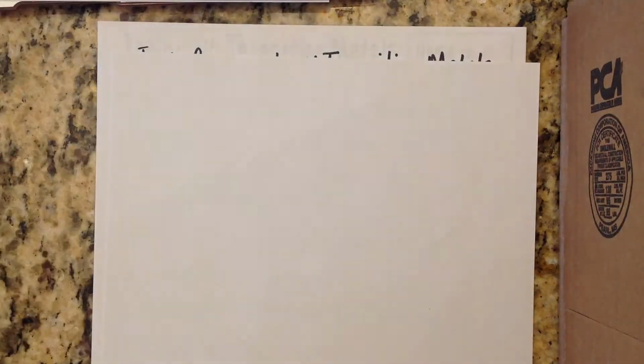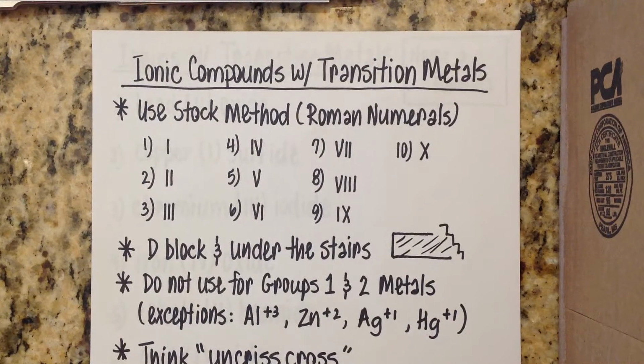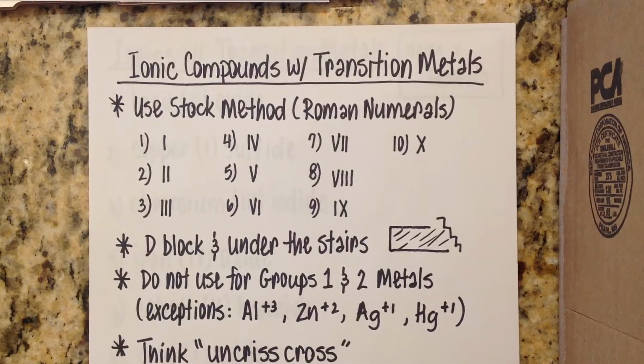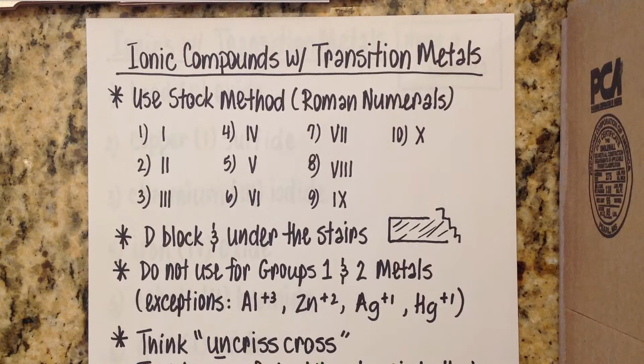Now, I've got a couple notes written here for you. First of all, this is pretty much just the ionic naming and writing formulas you've already learned, with just a little extra added for your enjoyment. So here are a couple notes I want you to think about when we talk about ionic compounds with transition metals. We're going to use something called the stock method. That's just fancy talk for we're using Roman numerals.